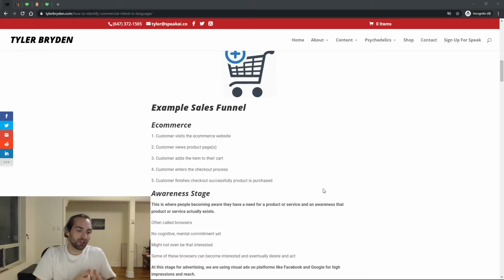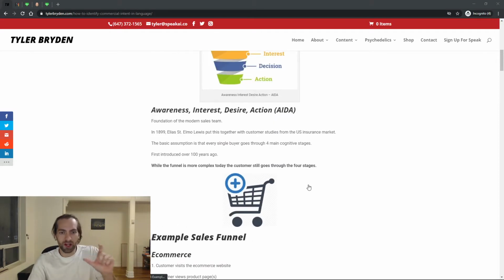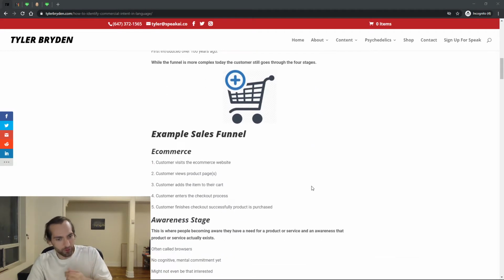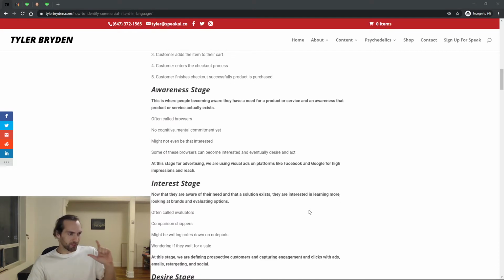But throughout that, before you actually got there, you were taking these steps to get to that. And that's what this awareness, interest, desire, and action funnel really indicates, AIDA for short. So there are different stages.